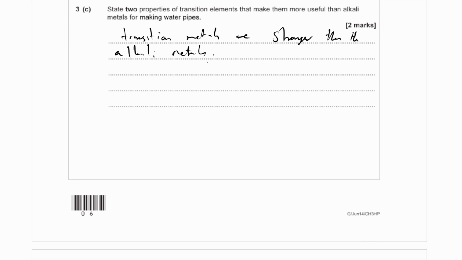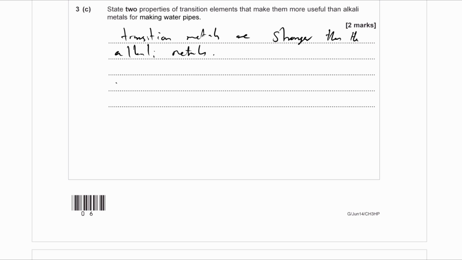Alright, that's one mark. Now next, well, the alkali metals are actually the most reactive metals in the periodic table, and if you put water in them, they all react with water. Potassium, for example, will explode if you put water in it. Sodium and lithium will fizz and bubble, and they will react violently with water, so not very good for water pipes. Transition metals are notoriously way less reactive. Iron and copper and things like that, they're not very reactive. If you look at things like gold and platinum, they're not reactive at all.